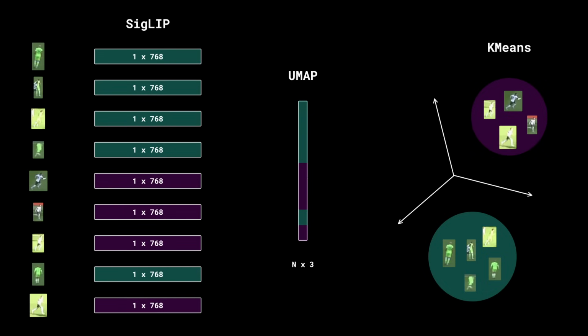K-means is a clustering algorithm that helps group similar data points together. It will find two clusters in our 3-dimensional embeddings representing the two teams. Trust me, it sounds complicated, but it's actually quite simple.